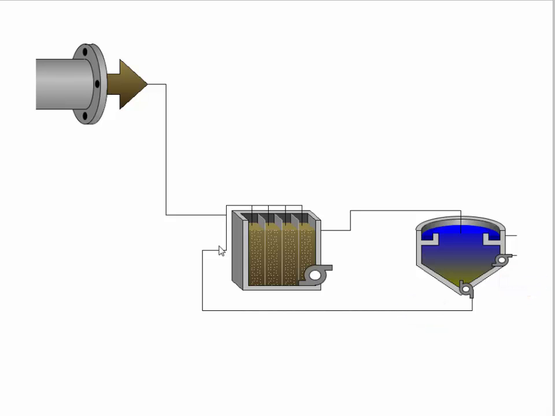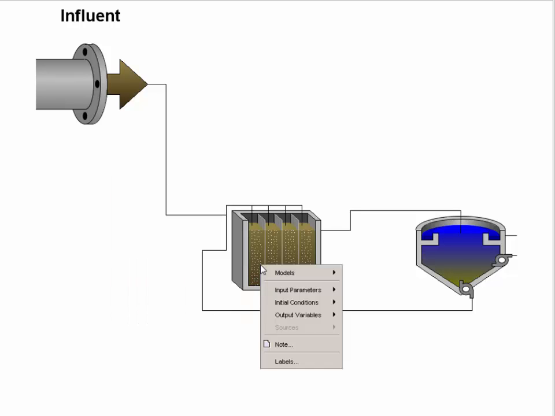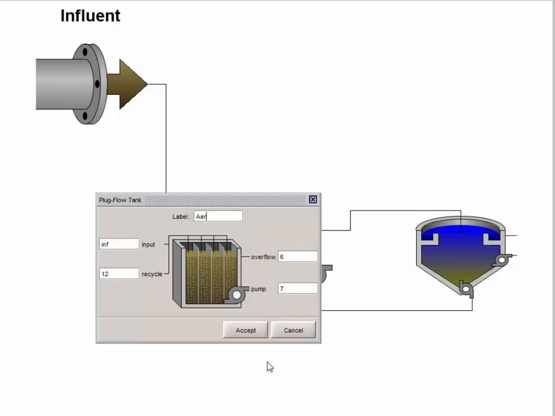Now that we have a drawing completed, let's add some labels. Right-click on the wastewater influent icon and select Labels. Let's call this process Influent and its output INF. You must click the Accept button for changes to take effect. Similarly, label the plug flow tank and clarifier. We'll call the plug flow tank Aeration Tank, the overflow MLSS. Notice that the label given to the influent is automatically set.